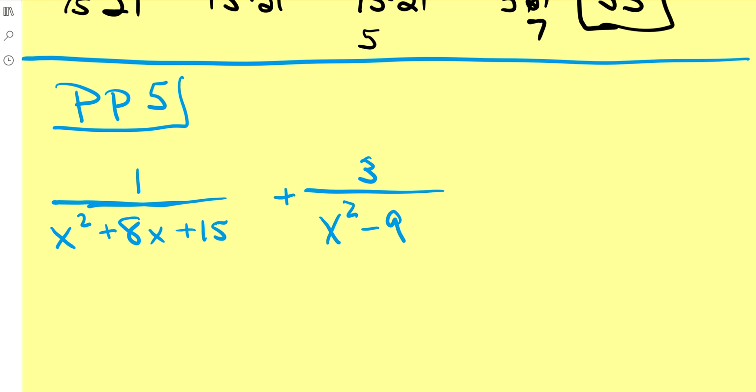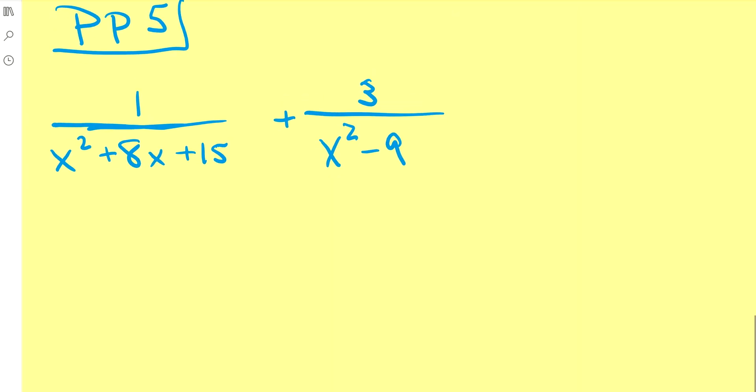Okay, so here's practice problem 5. 1 over x squared plus 8x plus 15 plus 3 over x squared minus 9, and I have to add these up. Okay, the denominators are clearly different, so what I want to do is I want to factor these two denominators and then make them the same. Apply our rules for making them the same. All right, so let's see.